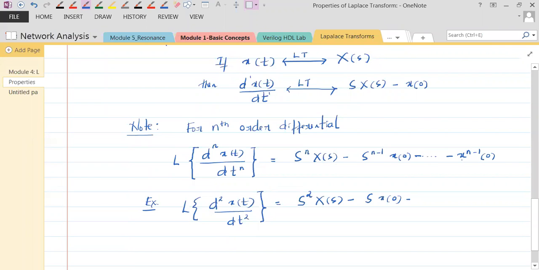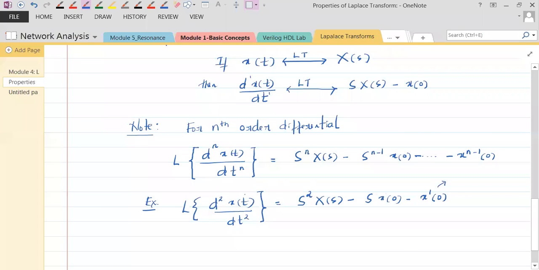It means that you have x dash 0. So x to the power 2 minus 1 of 0. What is this? These are all boundary conditions. This would be given: x of 0 minus x dash of 0. X dash of 0 would be given in the problem. Understand that? Okay. So x of 0 is understood.